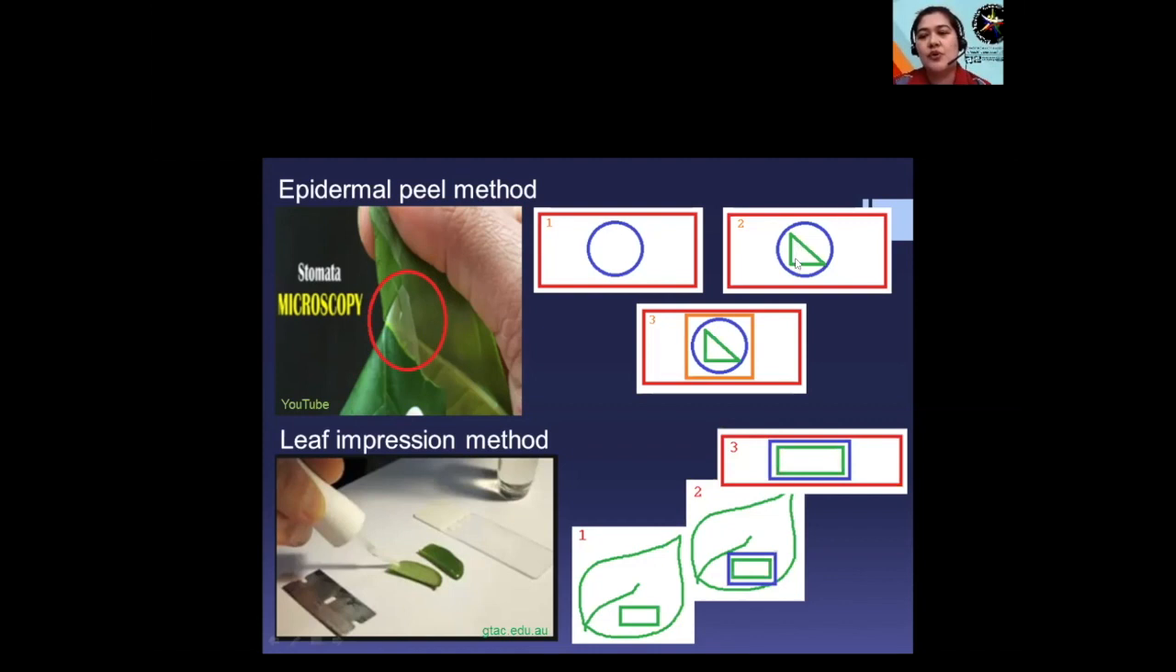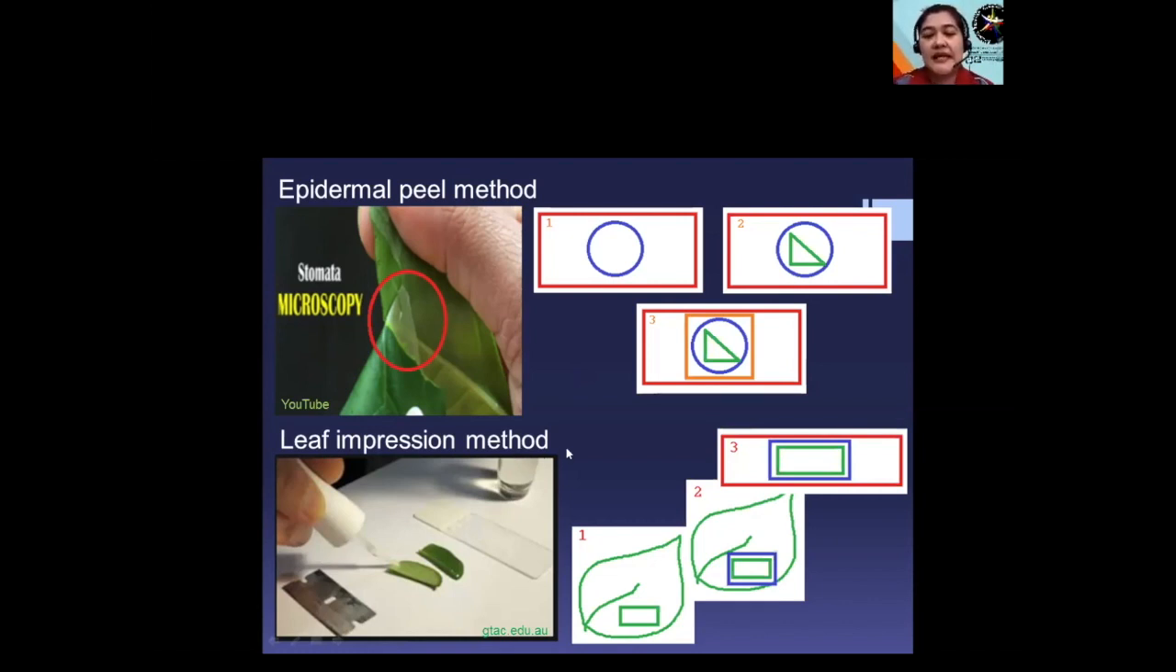Ilagay mo yung ating natanggal dito. Okay? Lagay dito. And then you cover it with a cover slip. That is already ready for viewing. Okay? The next one, we have leaf impression method.